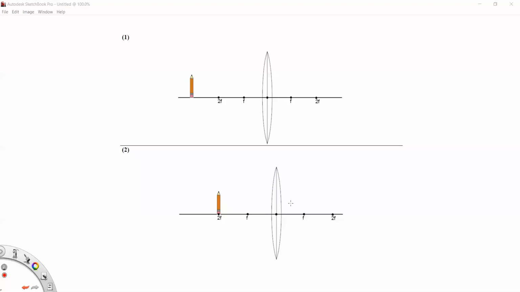So for lenses, we are discussing a converging lens here. This point is the optical center, the center of the lens. This point F is the principal focus. 2F, twice the focal length, is also known as the center of curvature.